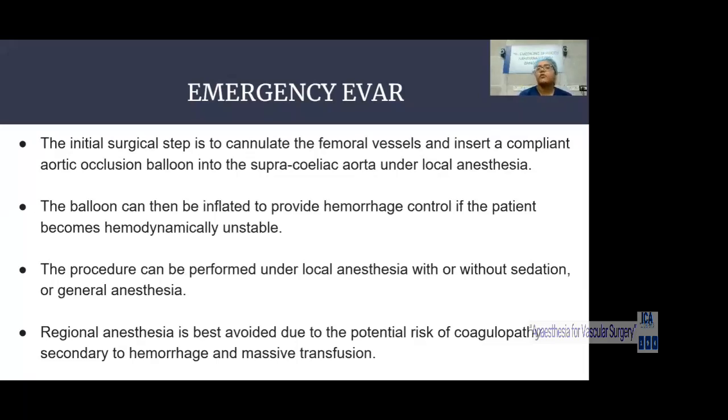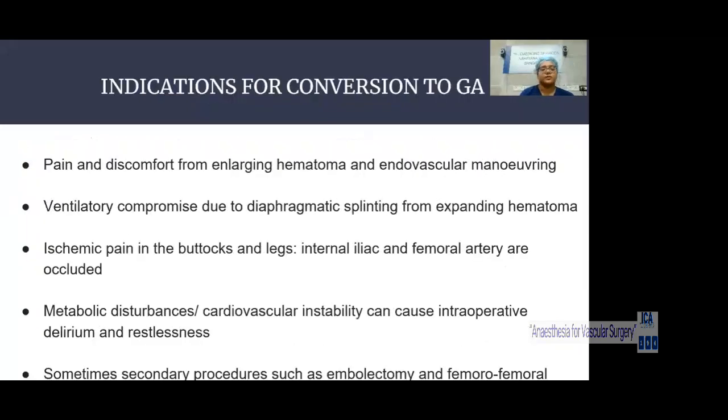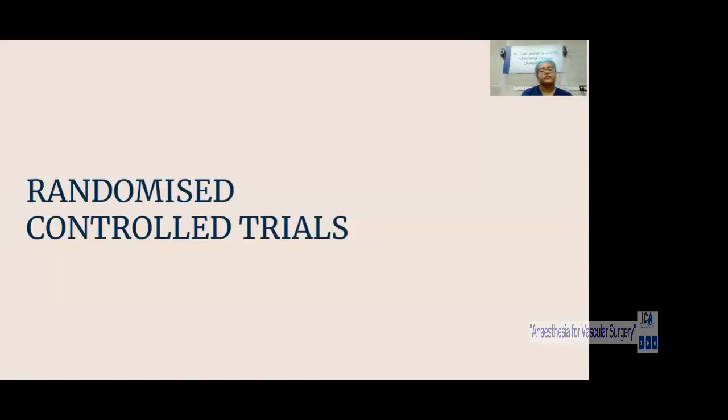The procedure can be performed under local anesthesia with or without sedation. Regional anesthesia is best avoided due to the risk of coagulopathy. Sometimes emergency endovascular repair needs to be converted to GA, in situations where ventilatory compromise due to diaphragmatic splinting is possible. Pain and discomfort from enlarging hematoma, ischemic pain in the lower limbs, metabolic disturbances, and sometimes secondary procedures may be required, such as embolectomy or femorofemoral grafts.